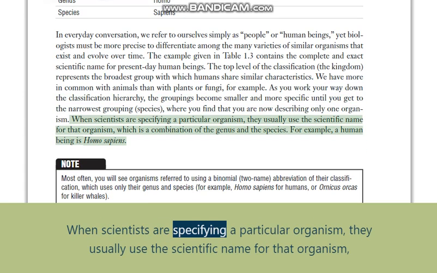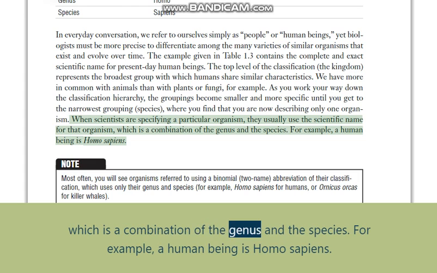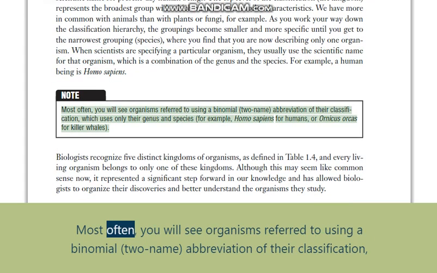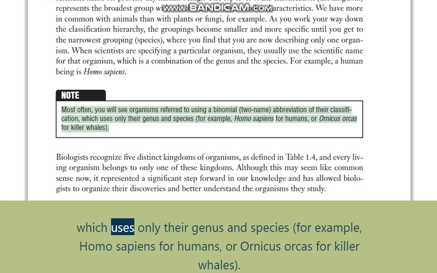When scientists are specifying a particular organism, they usually use the scientific name for that organism, which is a combination of the genus and the species. For example, a human being is Homo sapiens. Most often, you will see organisms referred to using a binomial, two-name, abbreviation of their classification, which uses only their genus and species, for example, Homo sapiens for humans, or Orcinus orca for killer whales.